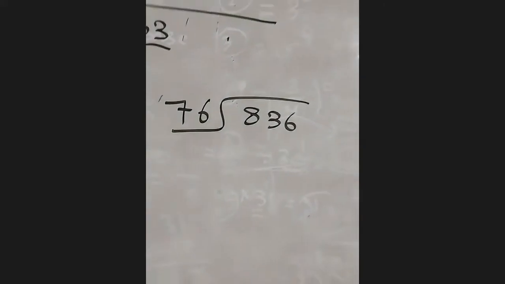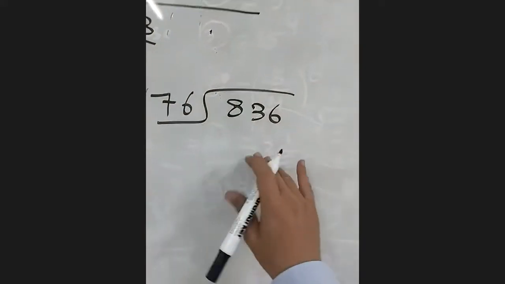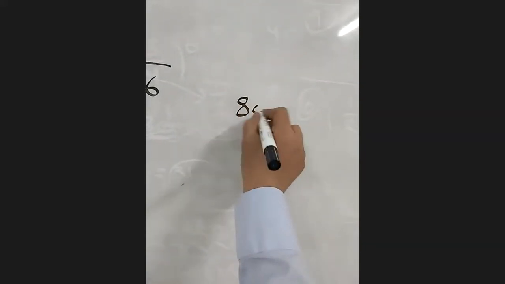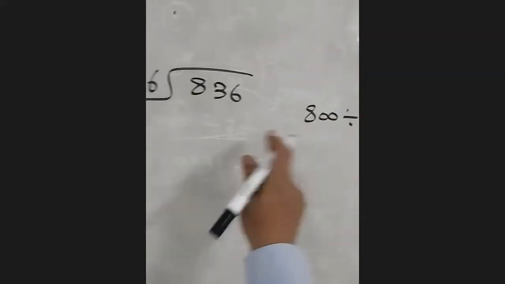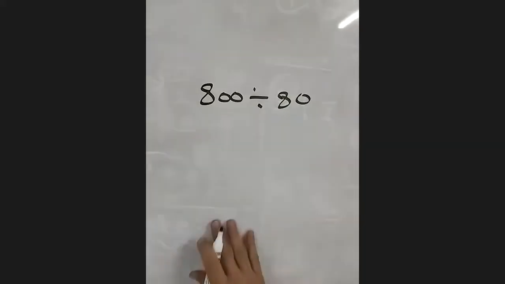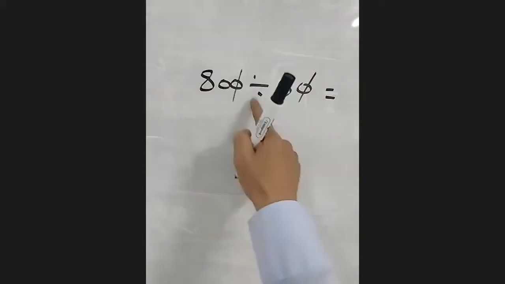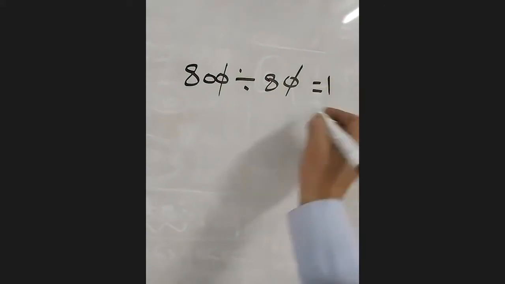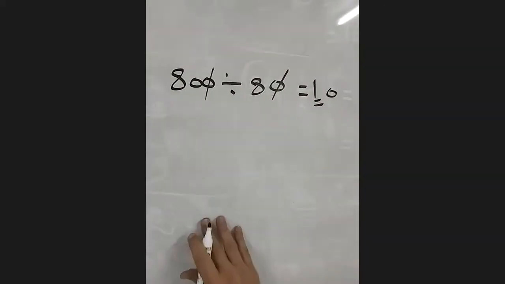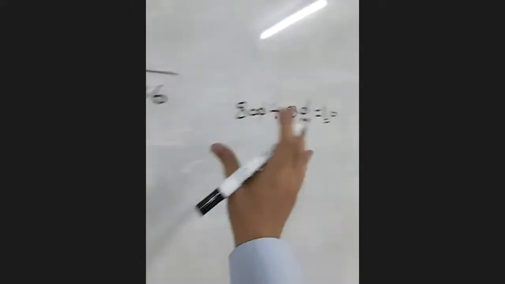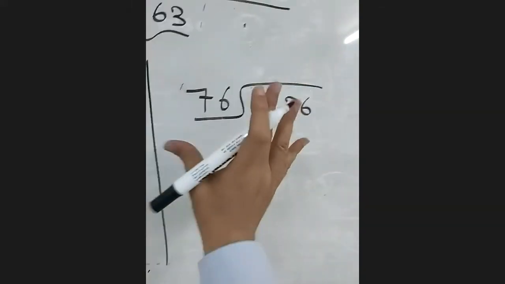Let's do the estimation. Now 836, it can be 800. We know that from yesterday. Divided by the 76, it can be 80. Right? Now 0 with 0 is gone. 8 divided by 8 is 1. And we can put the 0 here. Right? Now keep this in your mind and go back here.